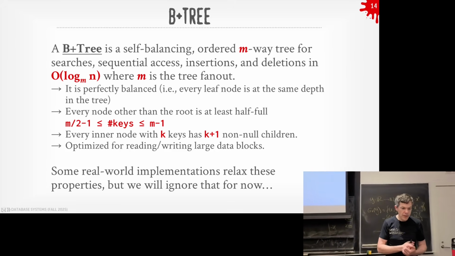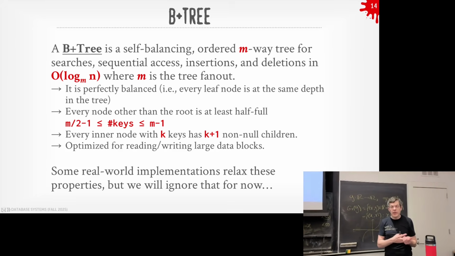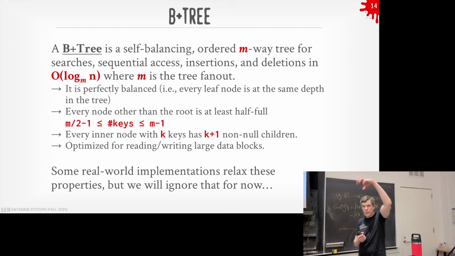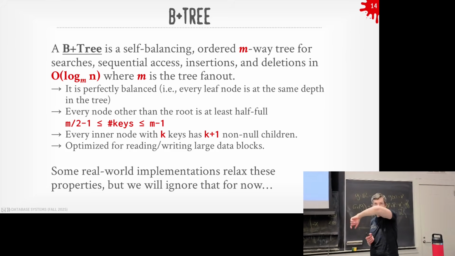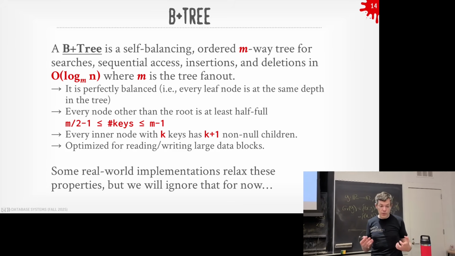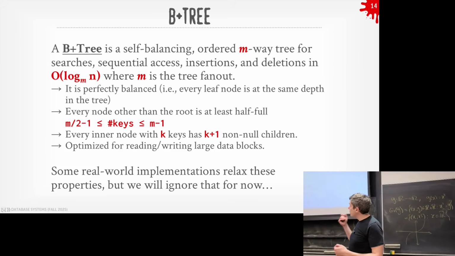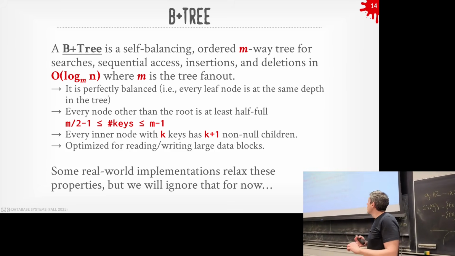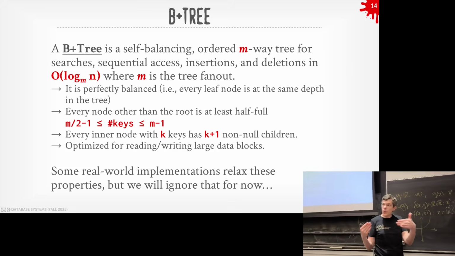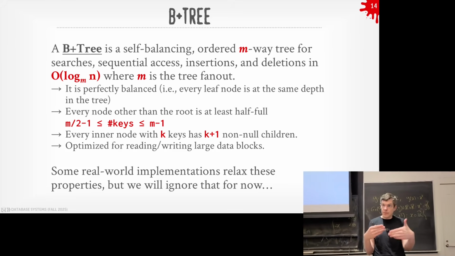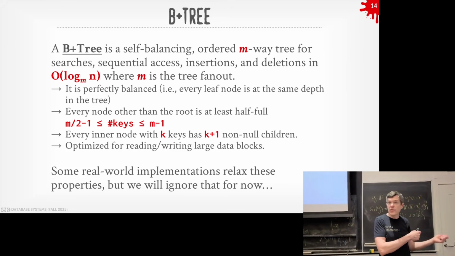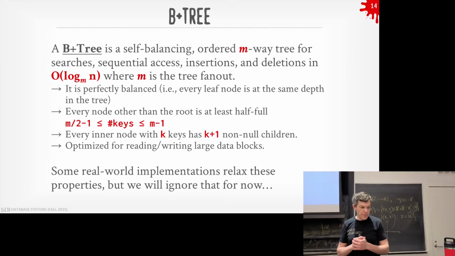It's claimed to be perfectly balanced, meaning that the distance from the root to any leaf node will always be the same throughout the tree. It means we're going to have to do a bunch of stuff in our data structure to ensure that this is the case. One of the key requirements is that every single node, except for the root, because it's a special case, needs to be at least half full. And when it becomes less than half full, we have to do a bunch of extra work to make it half full by taking keys from our neighbors or merging things together.